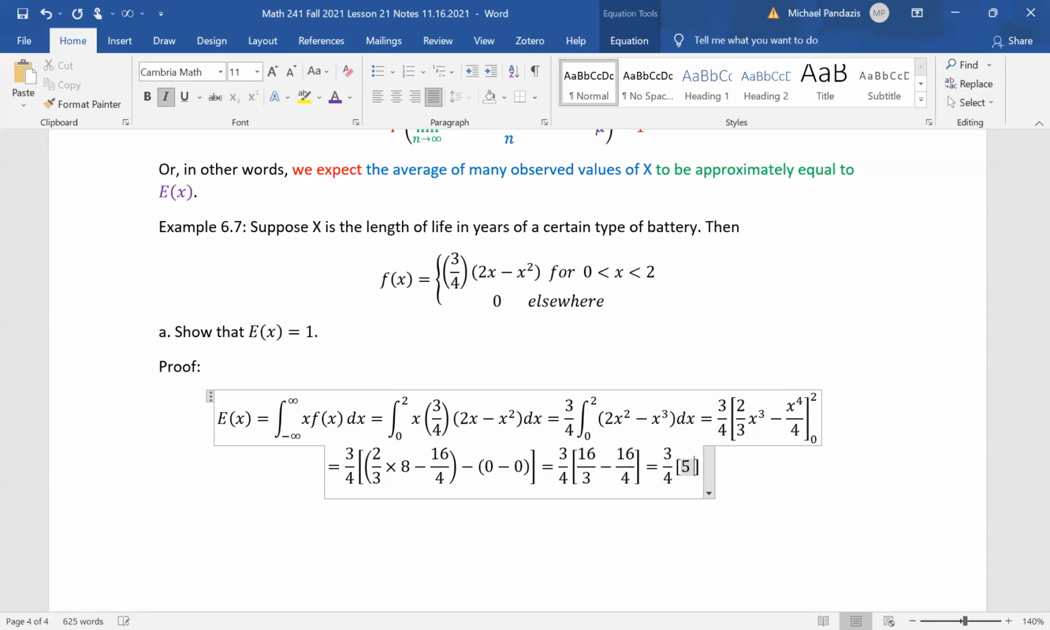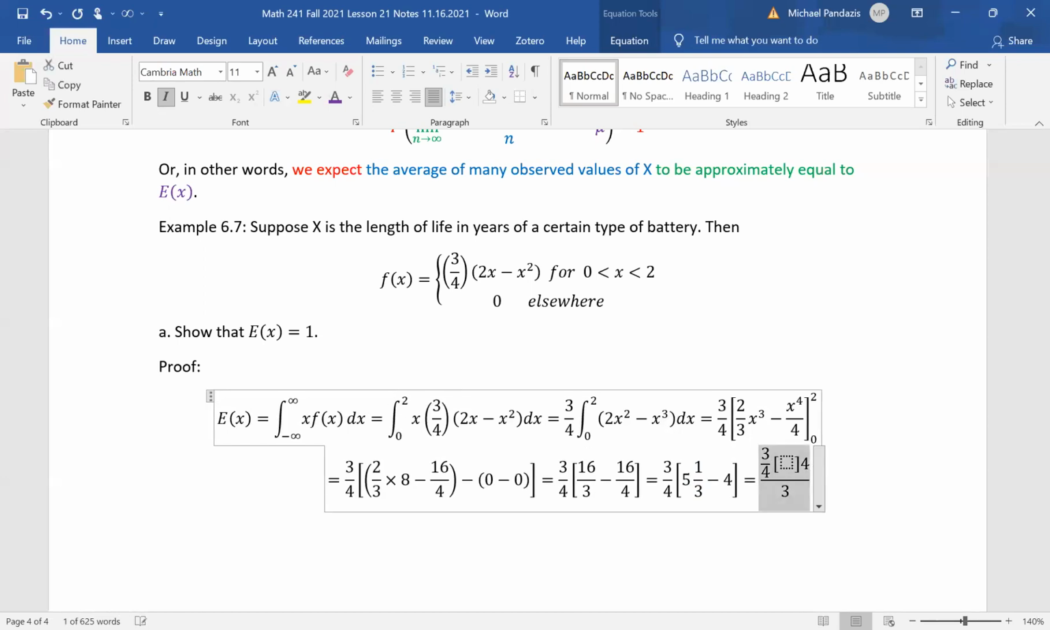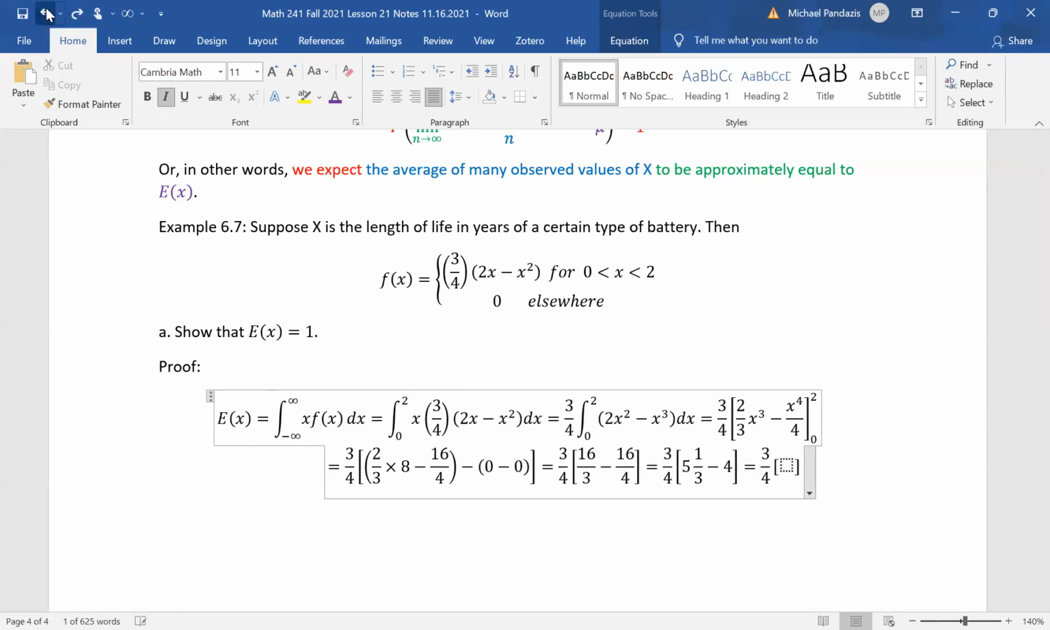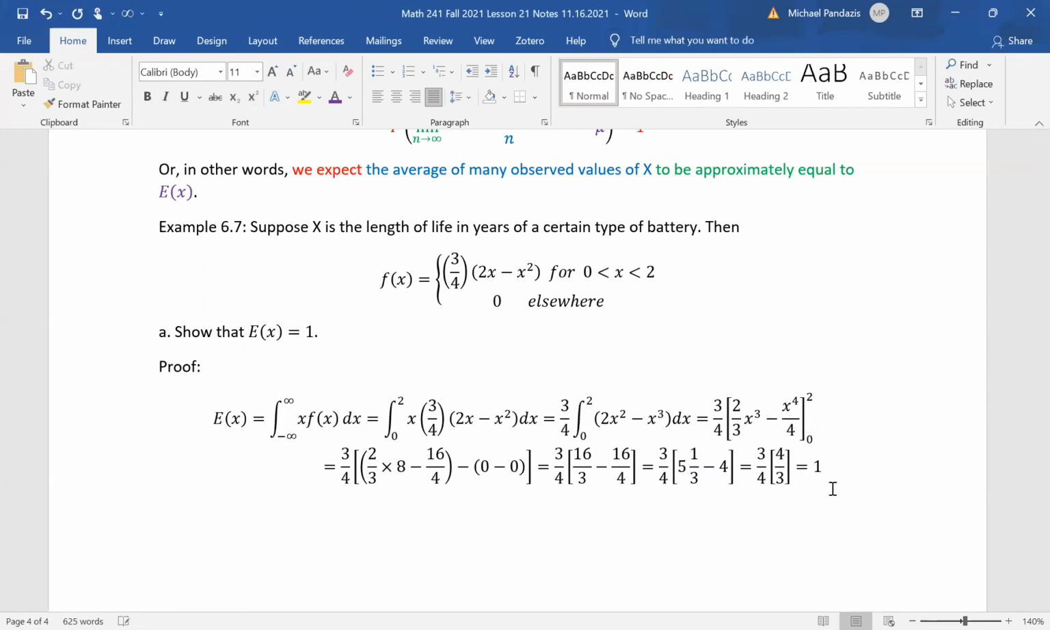That is 5 1/3 minus 4. Sometimes I use mixed fractions, just because in this case, mixed fractions are easier to see. 5 1/3 minus 4 is 1 1/3, which is 4/3. That's 4/3. So 3/4 times 4/3 is 1. So E of x is equal to 1.